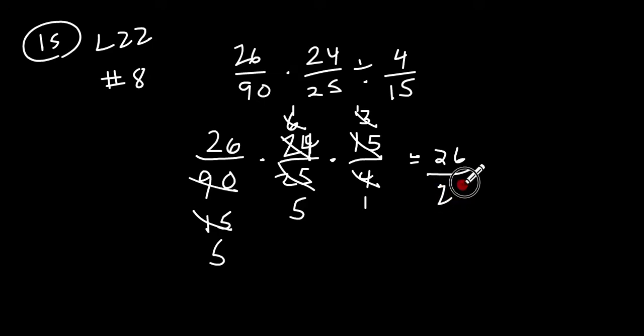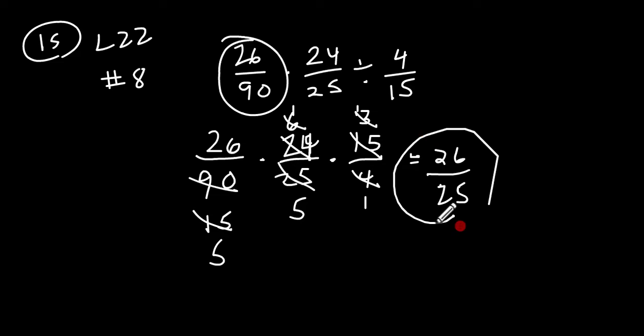I did it a couple different ways, like I was saying. So you could rewrite it. You could reduce this one first. You could start taking 2 into both of these. So there's different ways to do it. No matter how you do it, you're going to end up with the same answer, which is 26 over 25.